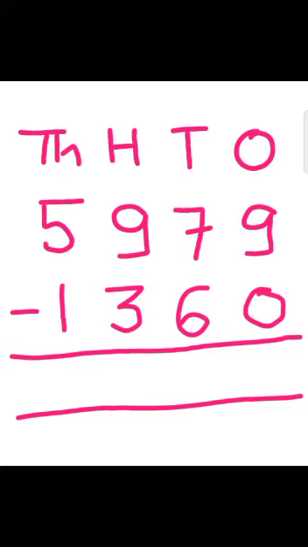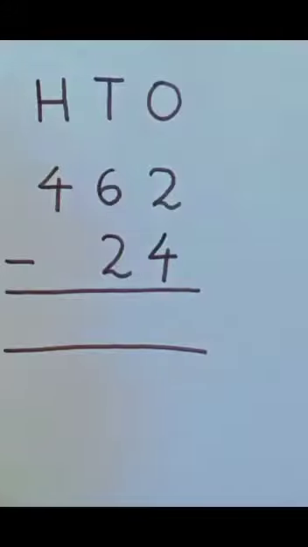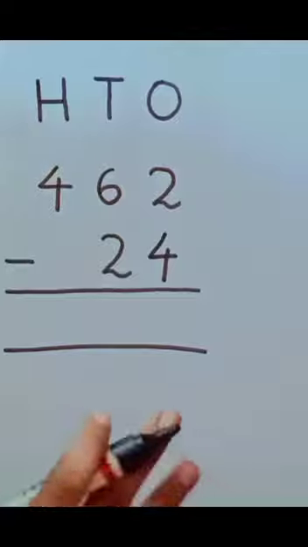Children, here we are subtracting 4-digit number from 4-digit number. So 9 minus 0 will give you 9. 7 minus 6 will give you 1. 9 minus 3 will give you 6. And 5 minus 1 will give you 4. So the difference is 4619.